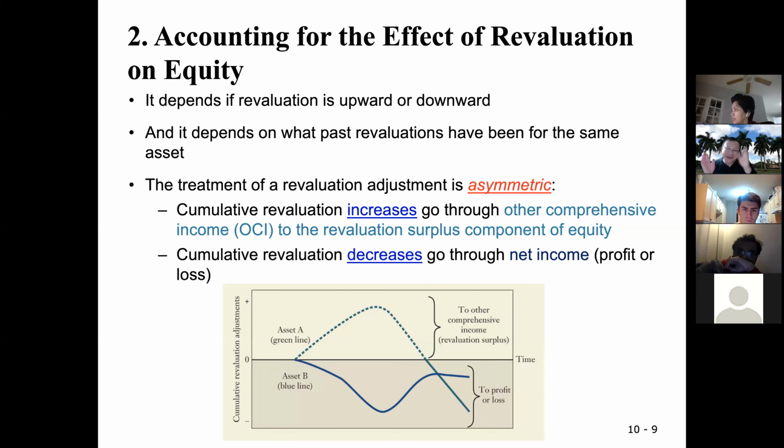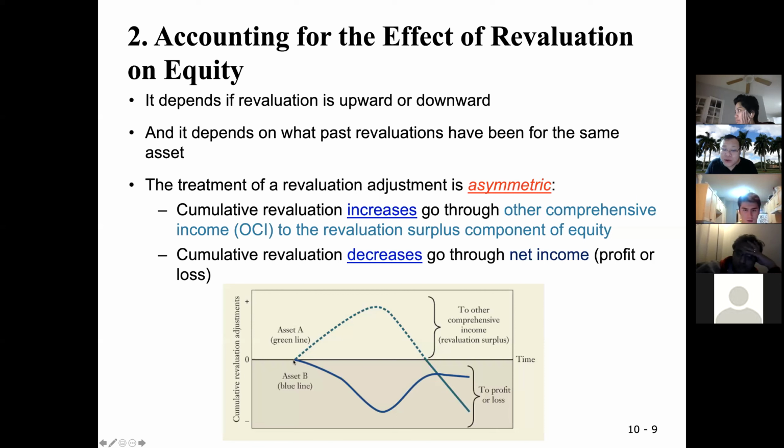But if it's a loss, that's okay. You can go through the income statement. Basically the idea is, if you have a cumulative surplus, then nothing will go to the income statement. If you follow this dashed line, the curve here, the vertical axis represents the cumulative adjustment. Only when you have no cumulative surplus left is that the time you can recognize the loss on the income statement.